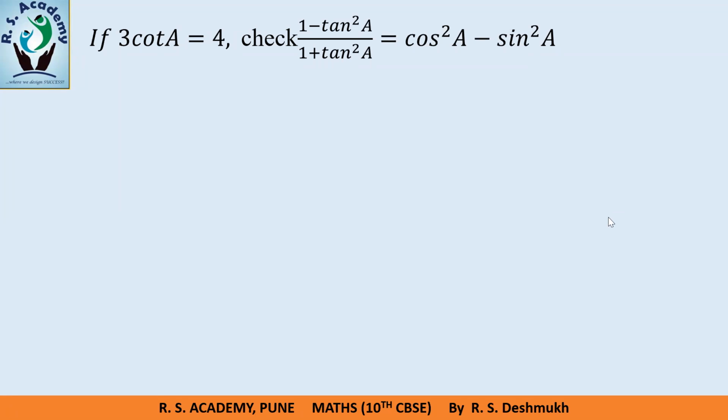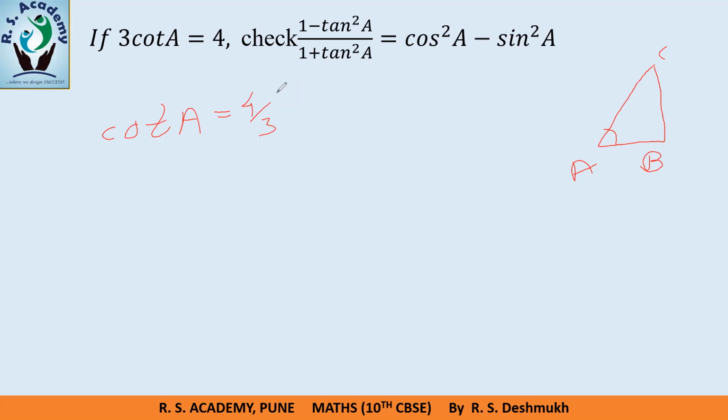So first thing, I will consider one triangle. Let us say this triangle is ABC, which is right angled at B, and this will be the angle A. Now, what is given? 3 cot A is equal to 4. So, definitely, cot A is equal to 4 by 3.